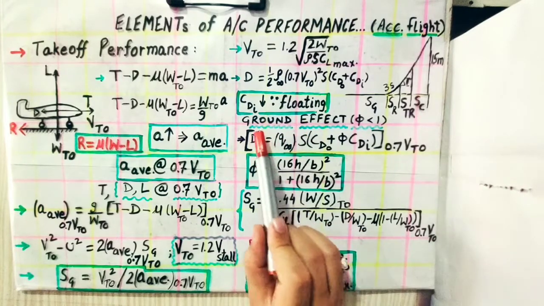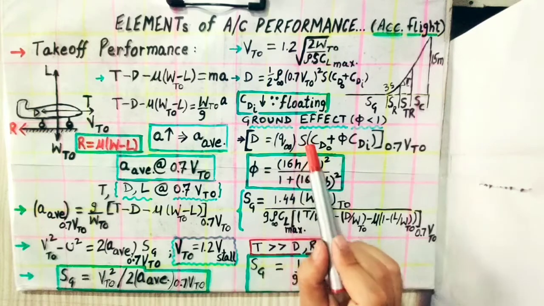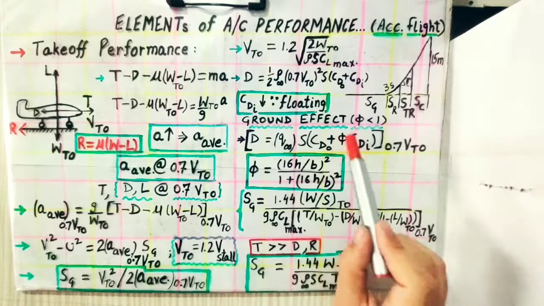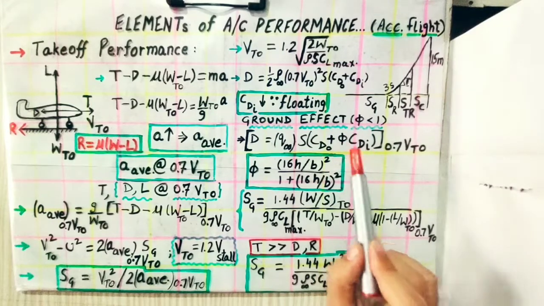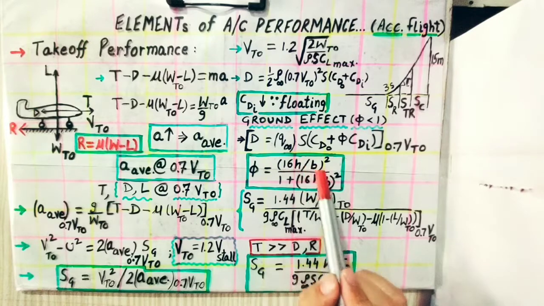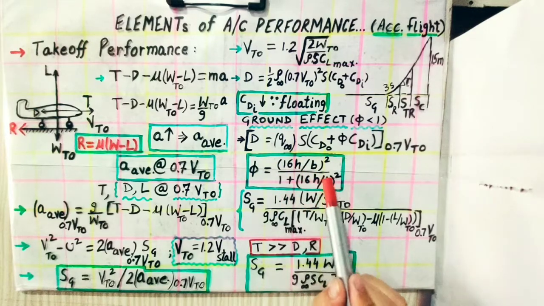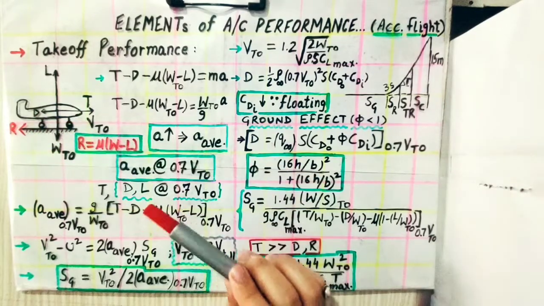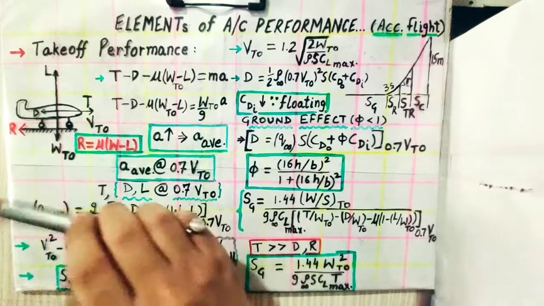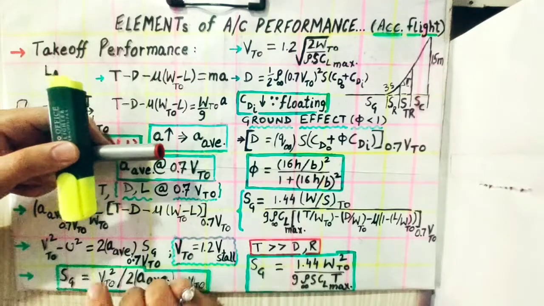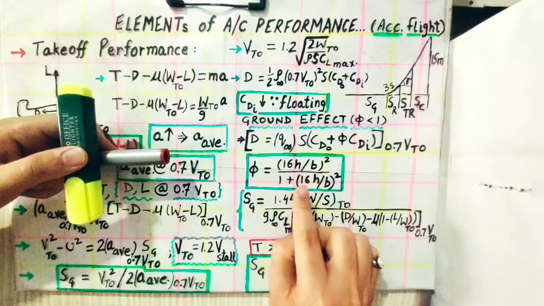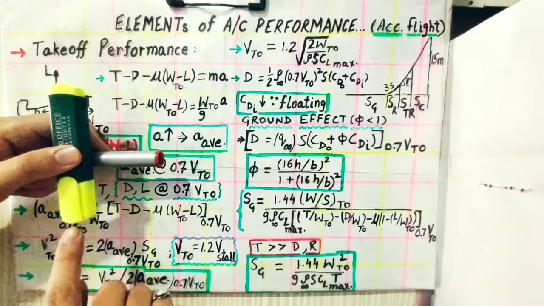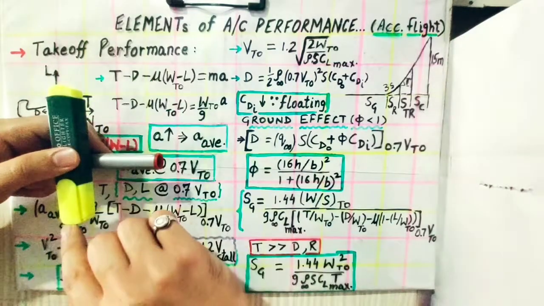So about the ground effect, we are saying that drag is half rho v square times S times (CD naught plus phi times CDI), because the amount by which CDI has reduced will be multiplied by the induced drag. This phi is given by 16 times (h by b) whole square, divided by 1 plus 16 times (h by b) whole square. Here h is the height at which the aircraft is flying above the earth's surface. Let's say the aircraft is standing on the surface or runway; the height of the wing above the earth is h, and b is the span of the wing from one tip to another tip.